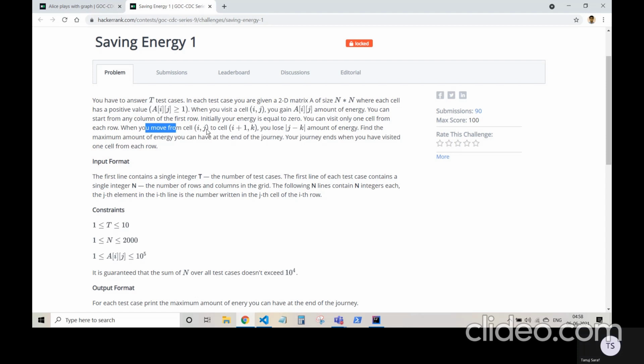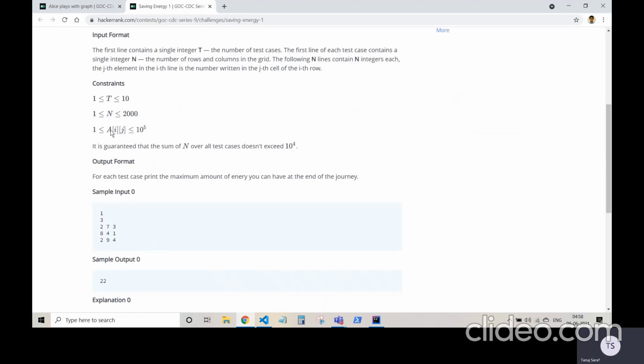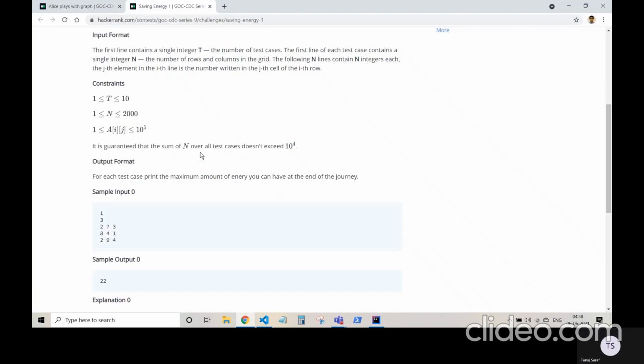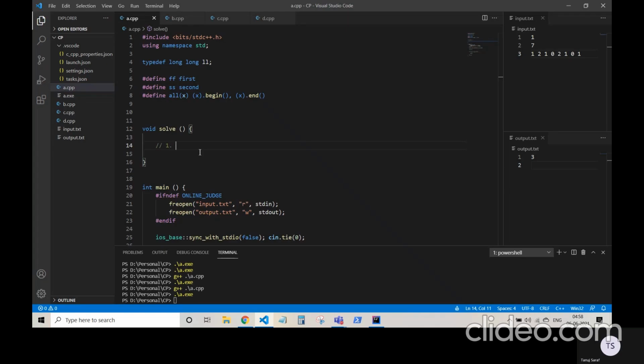plus 1th row, right? So now I start my journey from any column in the first row, and initially I start with zero energy. I need to tell that at the end of the journey, what would be the maximum amount of energy that I'm left with, right? And the size of n is given as 2000, aij is 10 power 5. Okay, so and we should note that the value of aij is positive.